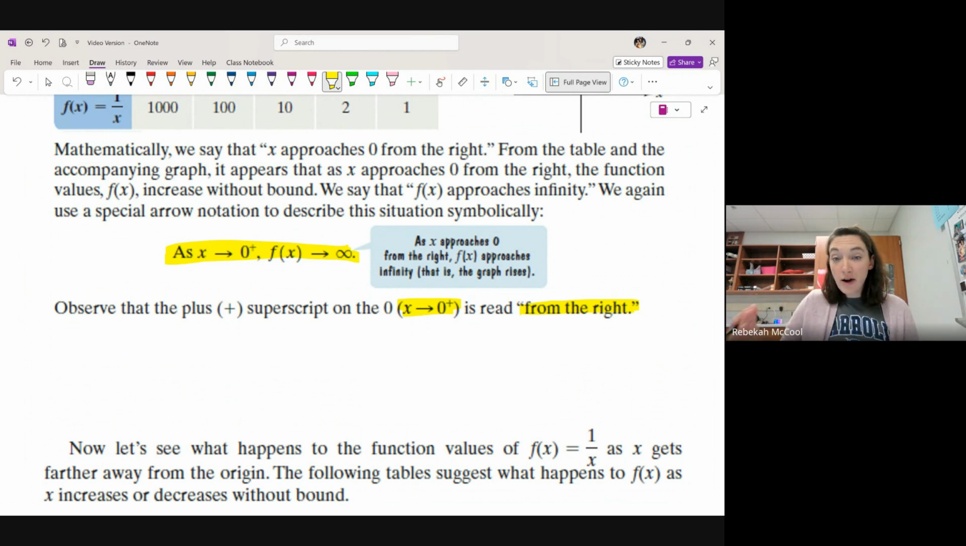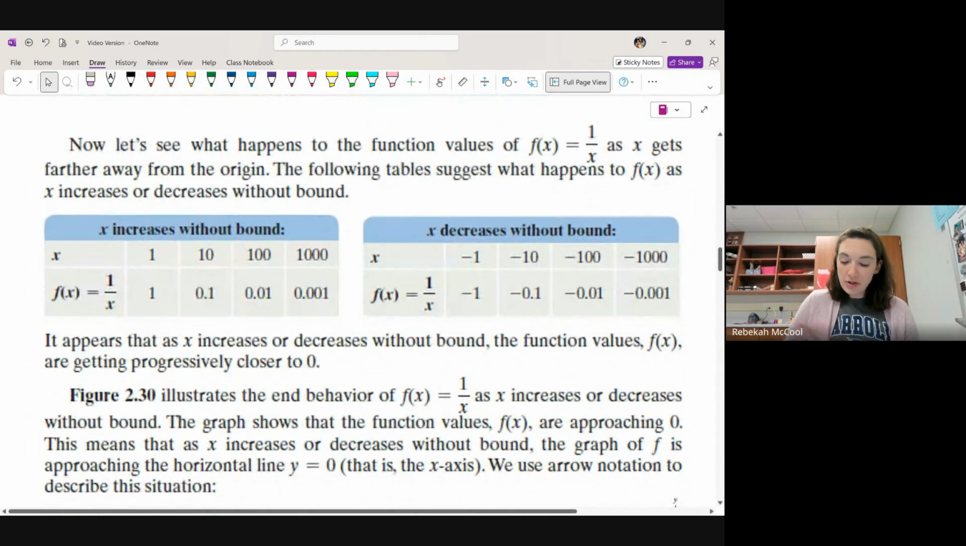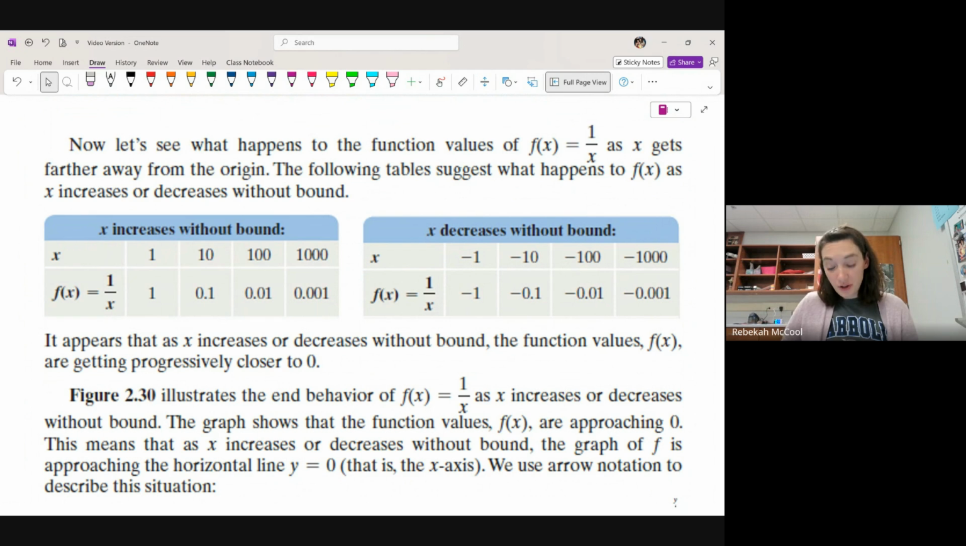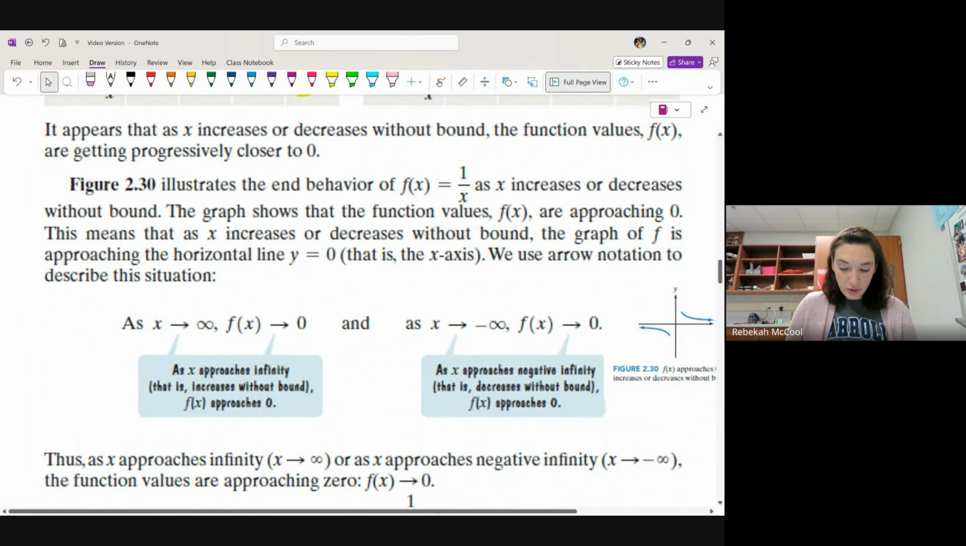We can also check our end behavior, what's happening as we approach really big x's and really small x's to the left and the right. So we're seeing what happens to the function values of 1 over x as x gets farther away from the origin. As our x values get really big, our y values get really small. They're getting really close to 0. Those decimals, both the negative and the positive, are both still really close to 0. So it appears that as x increases or decreases without bound, the function values are getting closer to 0.